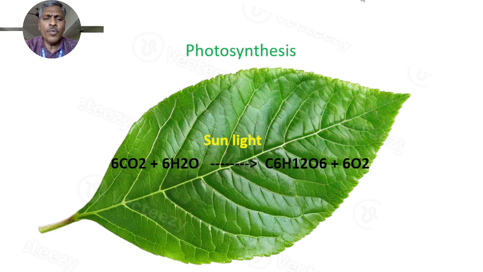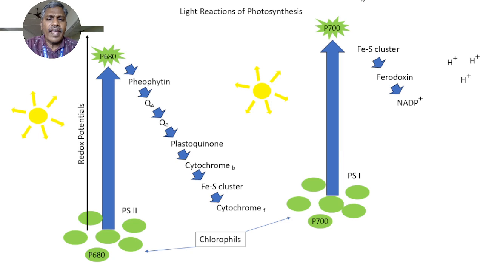Photosynthesis happens in two main stages: the light-dependent reaction, which occurs in the thylakoid membrane, and the light-independent reaction, also called the Calvin cycle, which occurs in the stroma. The light reaction can be divided into photosystem 1 and photosystem 2.